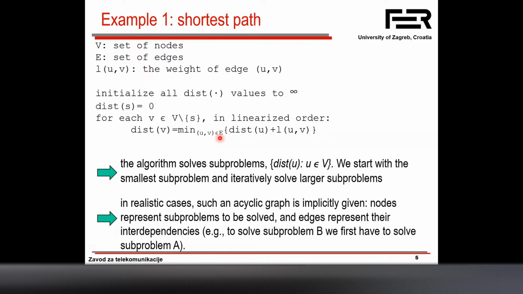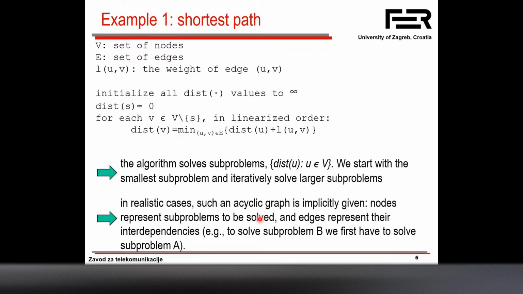What we're looking at is trying to find the minimum distance. For all nodes, for all edges coming into a certain U, if U is connected to V, we find the distance to U plus the length of the edge from U to V. So what we're actually doing is that this algorithm is solving sub-problems, and we start, as I said, going from left to right, with the smallest sub-problem, and iteratively solve larger problems.